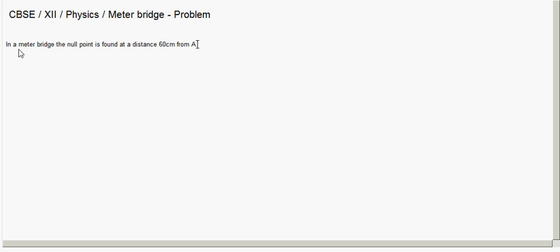If a resistance of 5 ohm is connected in series with S, the null point occurs at 50 centimeter from A. Determine the values of R and S.